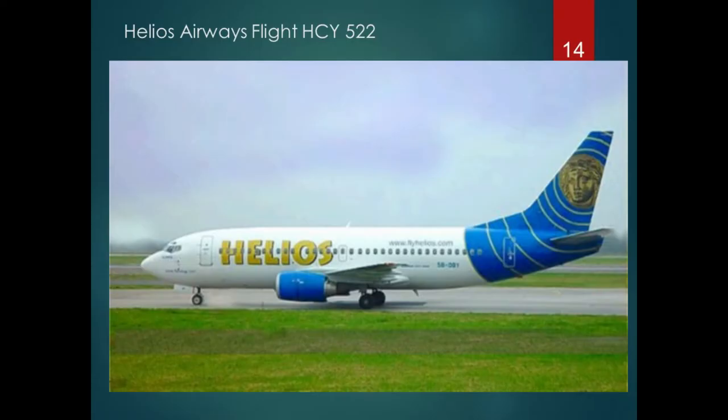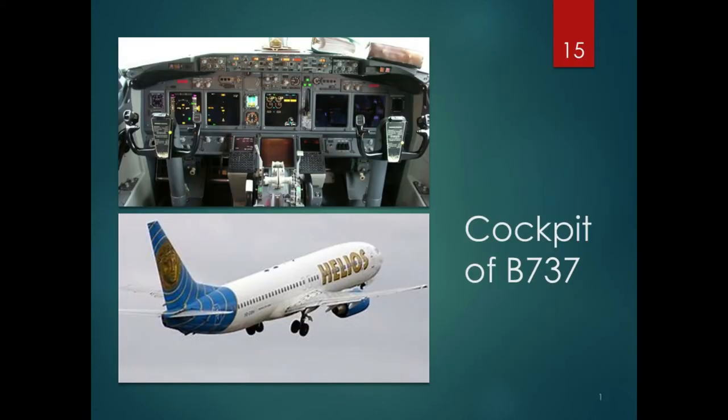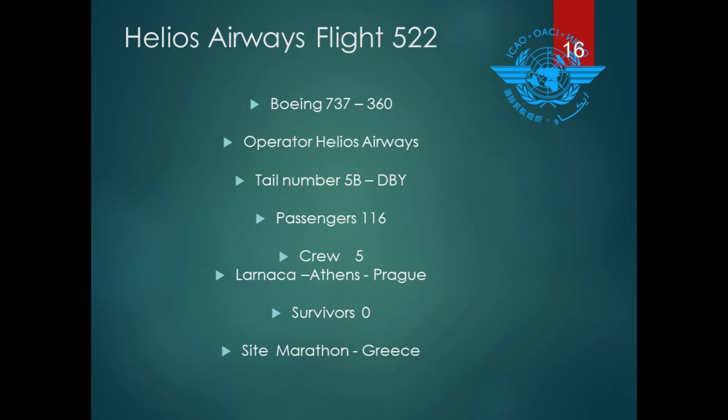Now we'll talk about Helios Airways flight number 522. This aircraft suffered severe decompression. Actually, it's a Boeing 737, operator Helios Airways, registration 5B-DBY. Passengers on board: 116. There are 5 crew, and the destination is Larnaca, Athens, Prague. The survivors: 0 survivors. The site of the crash is Marathon, Greece. So what happened here?